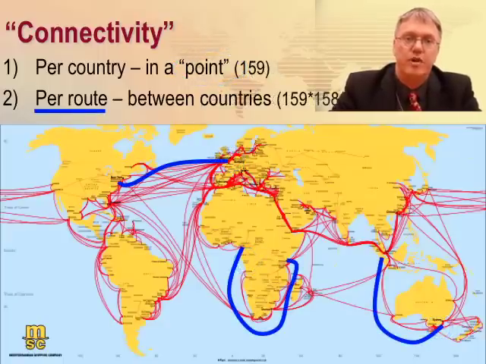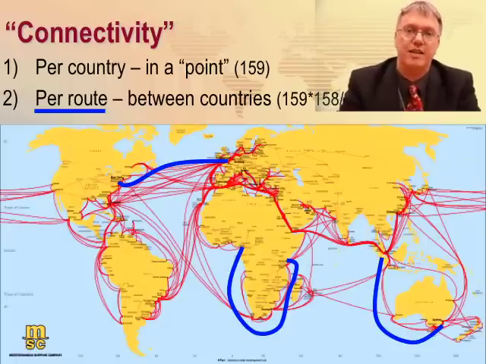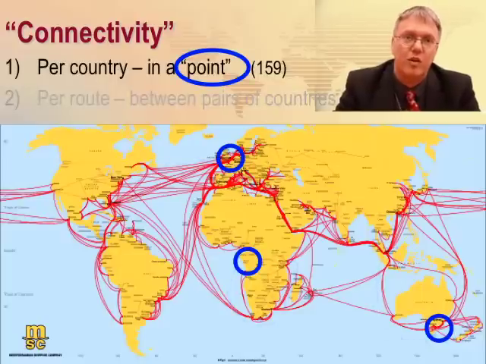Another one would be per pair of countries. You have routes between, say, Belgium and US, or between Cameroon and Tanzania, and so the pairs of countries. And this gets all of a sudden much more complex, and it's exponentially more data in this database: 159 times 158 divided by 2 pairs of countries. Let us start looking at the country level. 159 countries and their position in the liner shipping network.